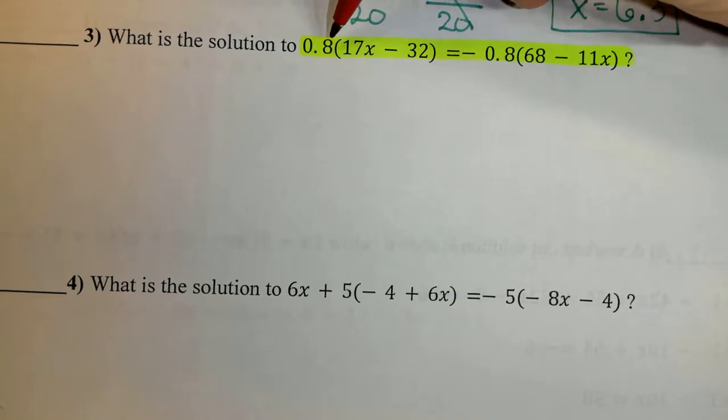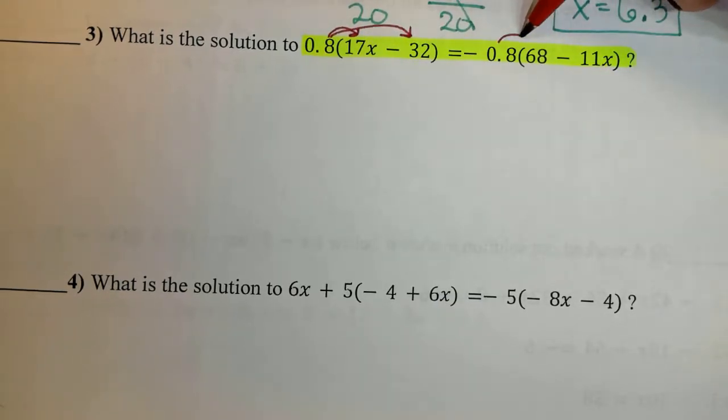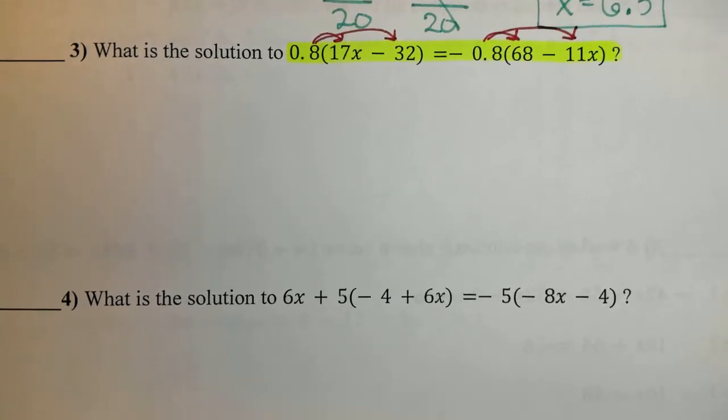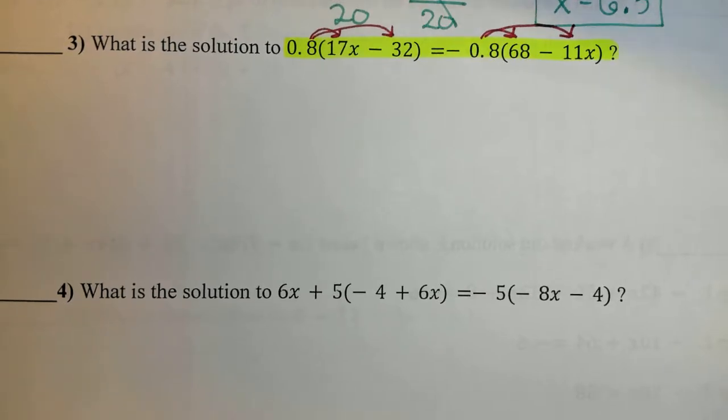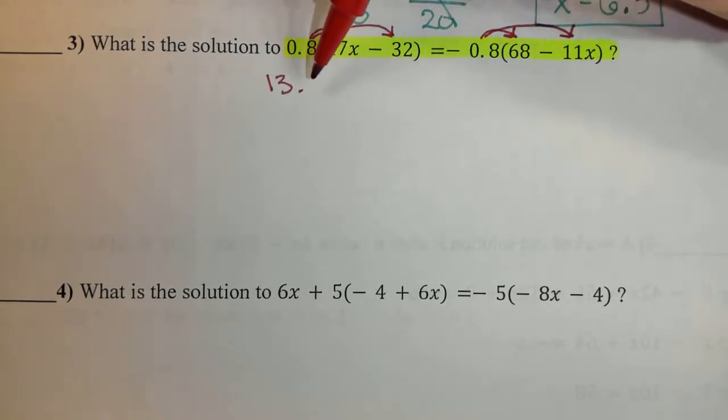I have parentheses again, so I need to distribute. And I'm going to do it on both sides because I have 2 sets of parentheses. So I'm going to multiply 0.8 times 17. And I don't know what that is, so I'm going to do it in the calculator. You get 13.6x.